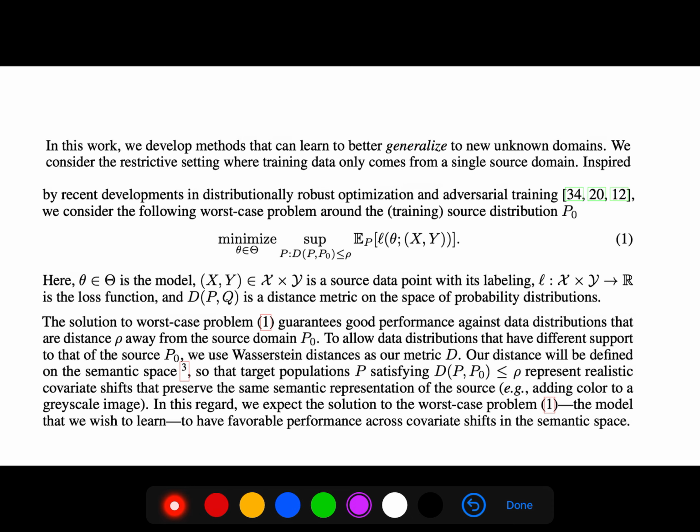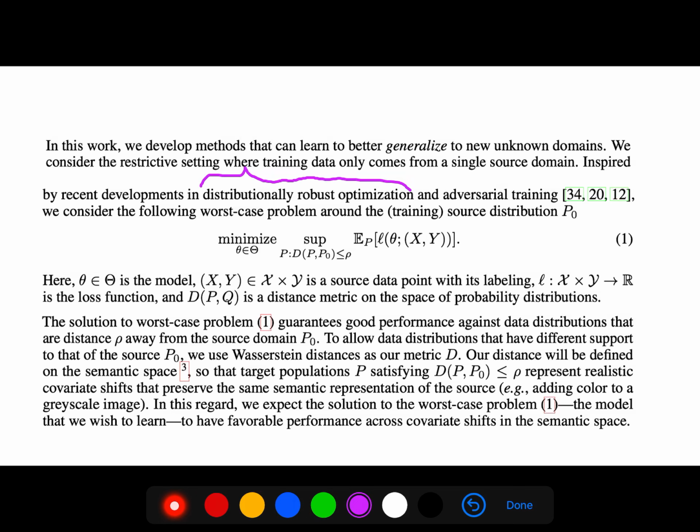Inspired by a recent development in distributionally robust optimization. This is an important field in machine learning. Distributionally robust optimization. So we consider the following worst-case problem around the source distribution. We minimize the supremum of expectations.